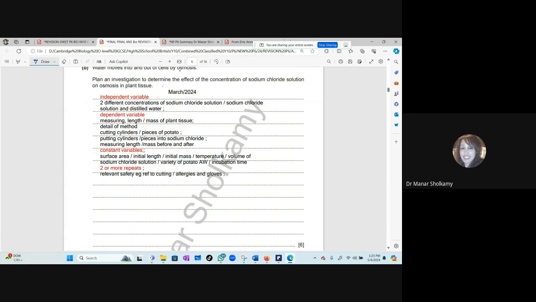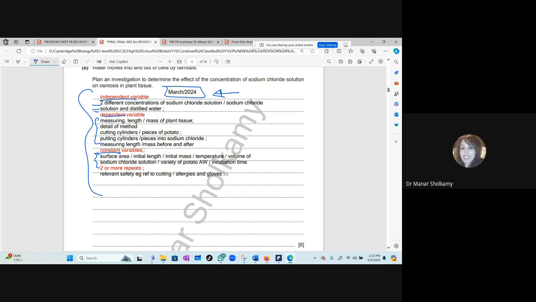This question came from the March 2024 exam, and this answer is copy pasted. I just made it in red. So I show you that this is how they want you to answer it. Independent variable, dependent variable, write it down. Constant factors, write it down. Method, write it down. This is an exam that just came months ago, the March 2024 exam.